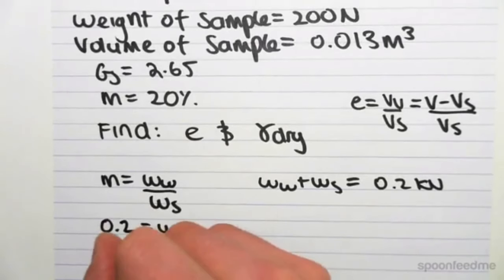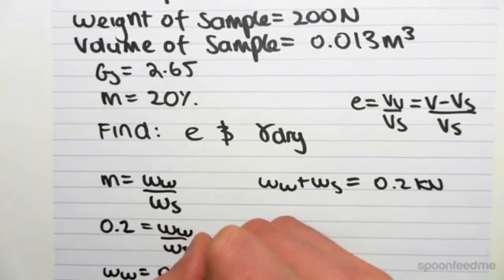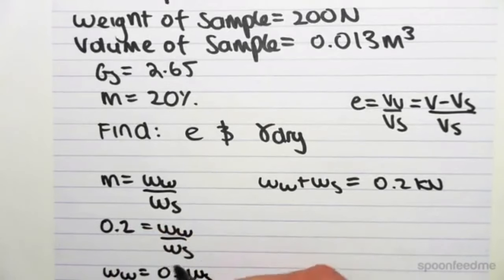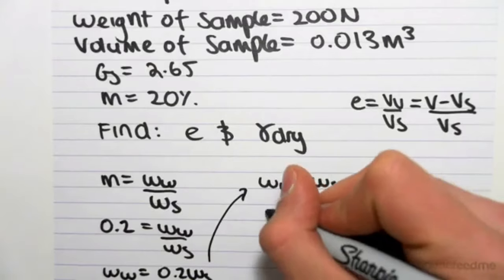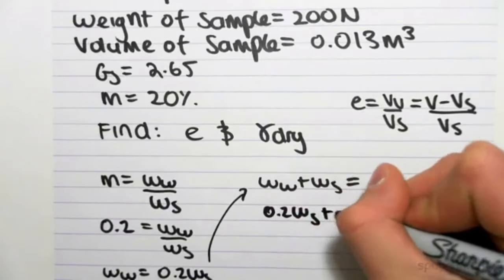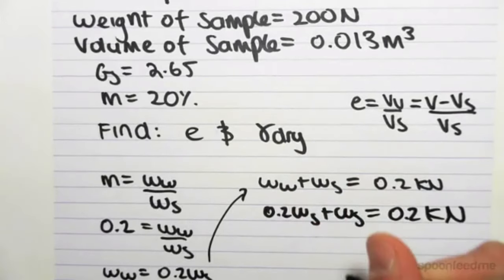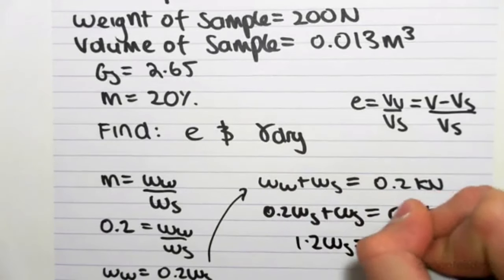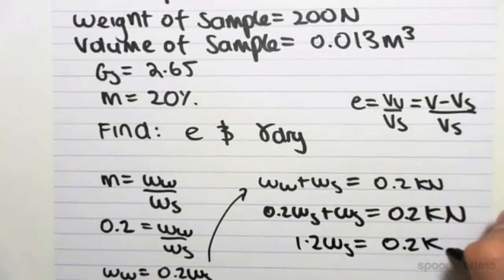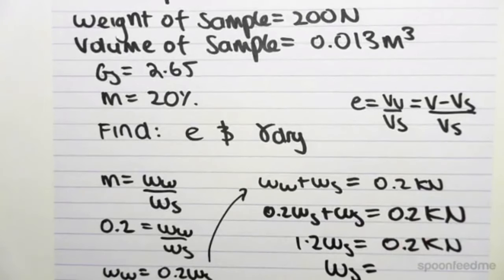So the weight of the water will equal 0.2 times the weight of the solids. If we substitute that into this equation here, we would get that 0.2 weight of solids plus weight of solids equals 0.2 kilonewtons, which means that 1.2 weight of solids equals 0.2 kilonewtons, which means that the weight of solids would equal 0.2 divided by 1.2, or 0.166 kilonewtons.